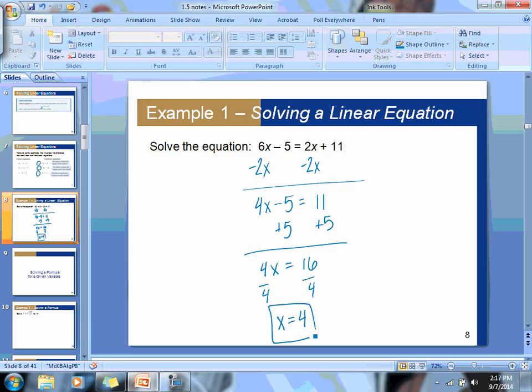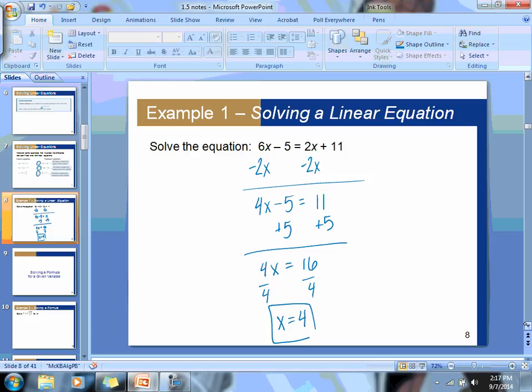Now there might be some other steps that you need to do first before you can combine all of your variables on one side and all of your numbers on the other side of the equation. You might have to distribute first. You might have to get rid of fractions. Remember, to get rid of a fraction, you want to multiply by the common denominator. So there are some other steps that you might have to do first.